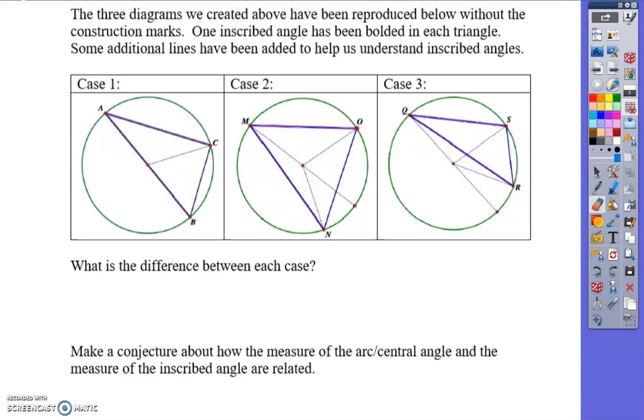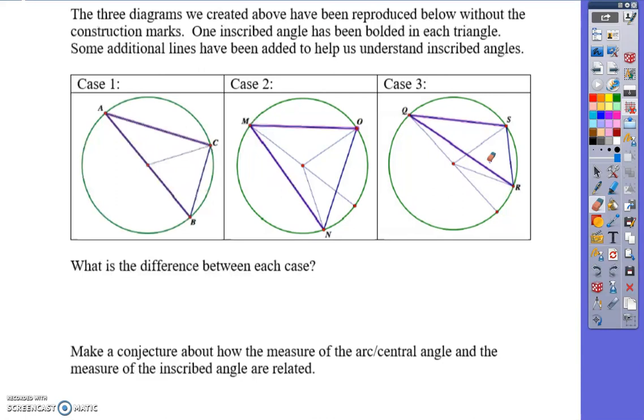So what is the difference between each case? What's going on in case 1, case 2, and case 3? We will start with case 1. The center of the circle is on one of the sides of the triangle, on the diameter, and that's how that one's different. The center here is inside the triangle, and in this third one, the center is on the outside of the triangle. And so that's the main difference.